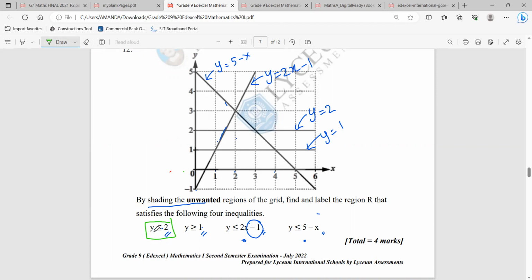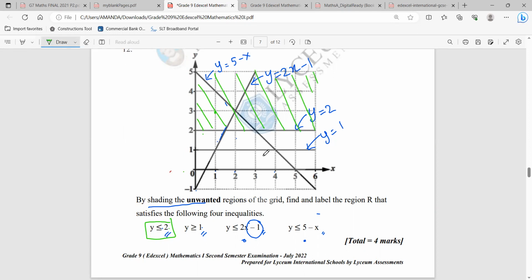So here, according to this, they are saying all the y coordinates should be less than 2. Y coordinates are less than or equal to 2. So if you go up here, the y coordinate is 3. This is more than 2. So the unwanted area for this is the region above this line.